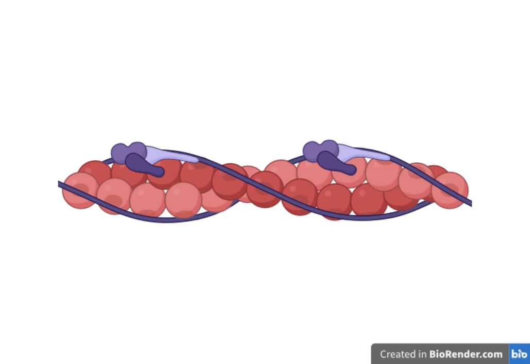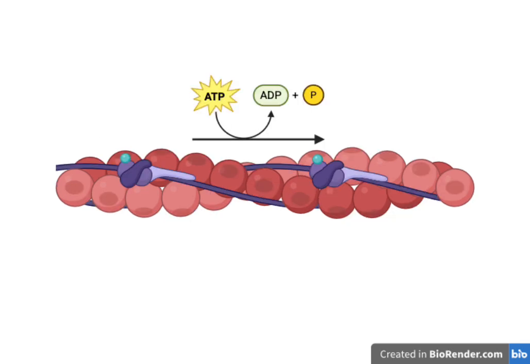Calcium floods into the sarcoplasm, the cytoplasm of the muscle cell. Calcium binds to troponin, a regulatory protein on the actin filament. This causes tropomyosin, another protein, to shift its position, exposing the myosin binding sites on actin. The myosin heads, which are part of the thick filaments, bind to the exposed sites on actin, forming cross bridges. This binding requires ATP, which is hydrolyzed into ADP and inorganic phosphate, providing energy for the process.